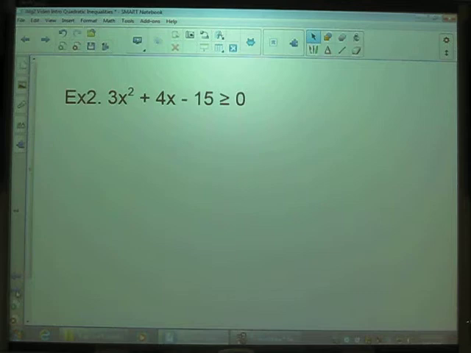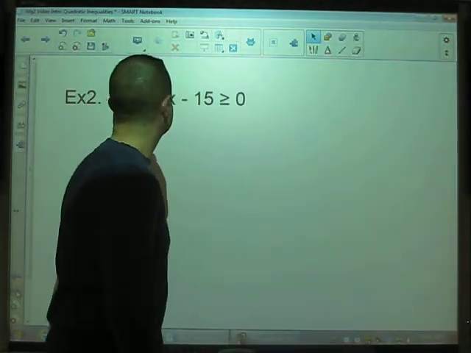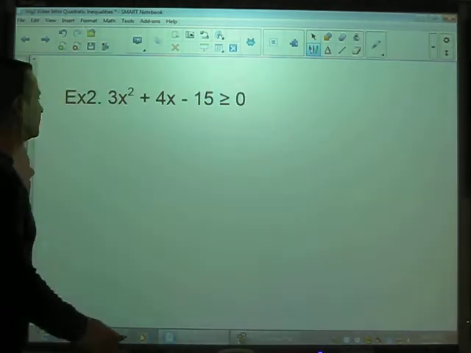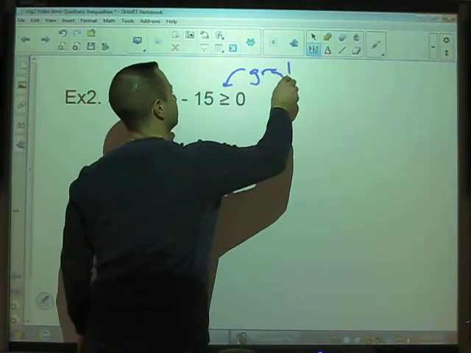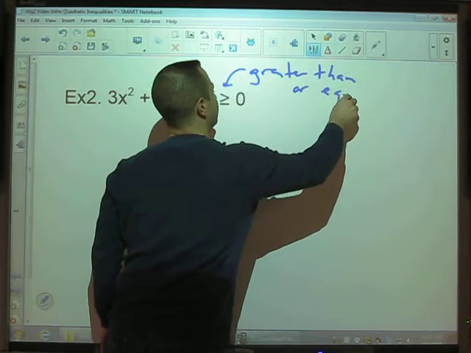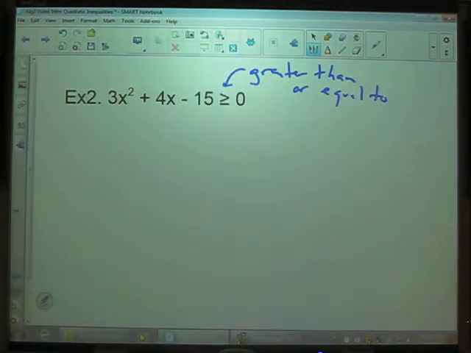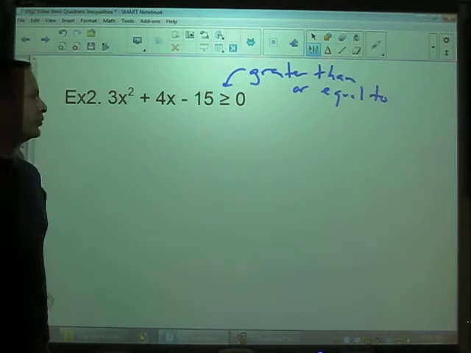Okay, final example. Okay, we're going to start off factoring this once again. But notice this time, this one says greater than or equal to. That will have a different effect for us in this solution.